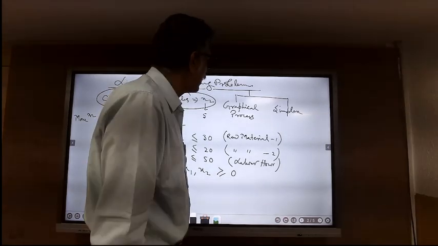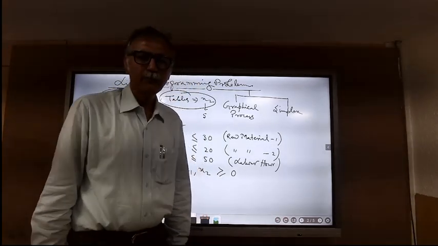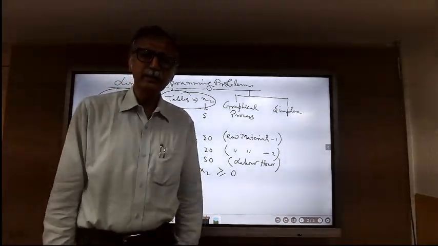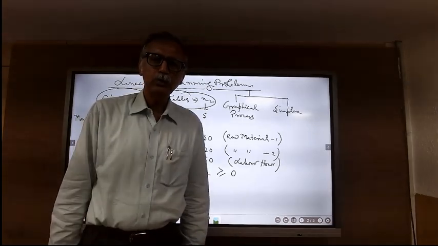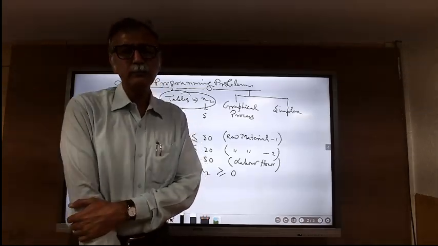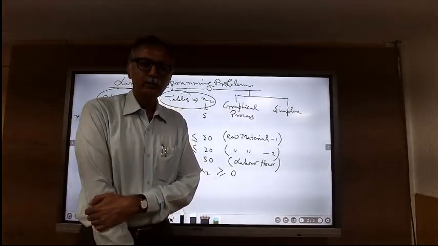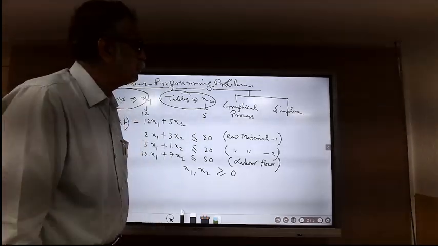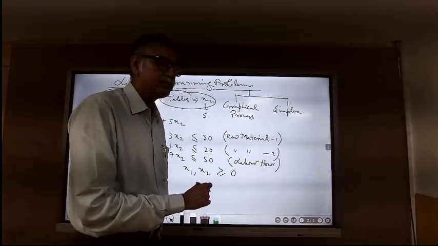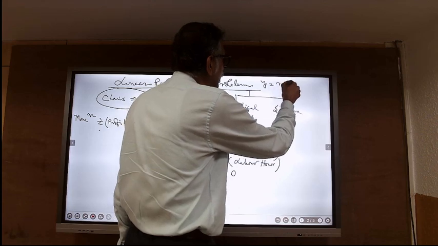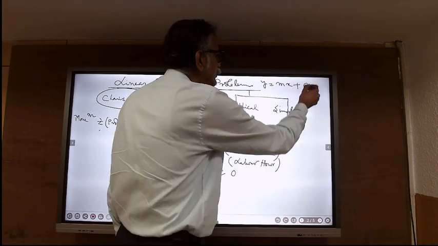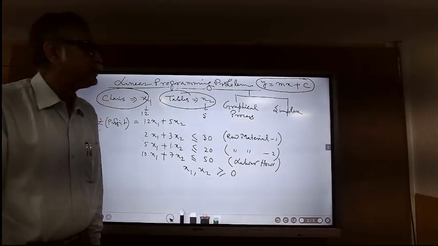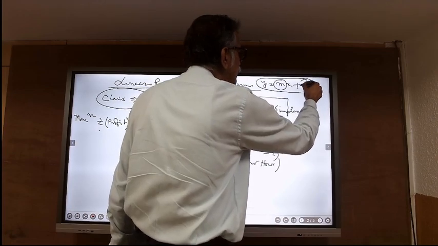So before starting the graphical process, there are just one or two things we have to remember. We should know the basics of the concept of a straight line. The ideal equation of a straight line can be represented by y equal to mx plus c. This is called the ideal equation of a straight line, where m is the gradient and c is the y-intercept.